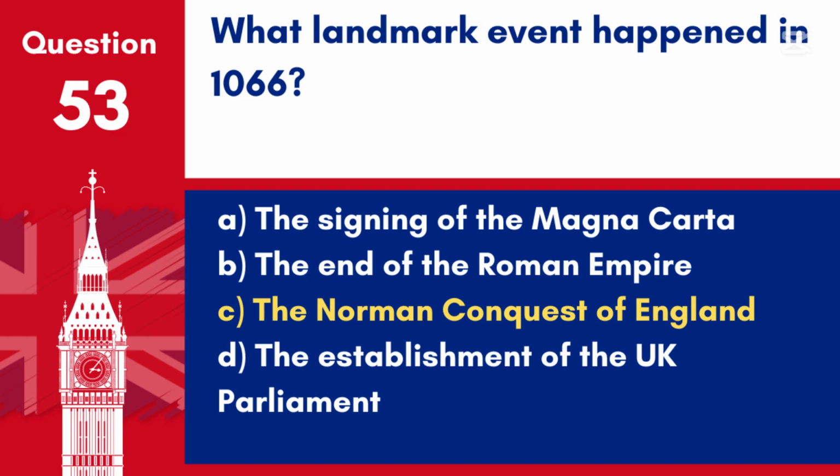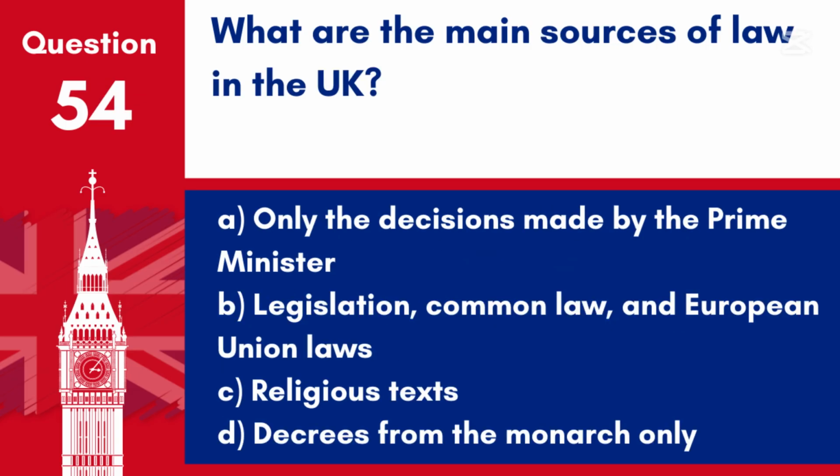The year 1066 is most noted for the Norman conquest, where William the Conqueror defeated King Harold at the Battle of Hastings, significantly impacting the course of English history. Question 54. What are the main sources of law in the UK?